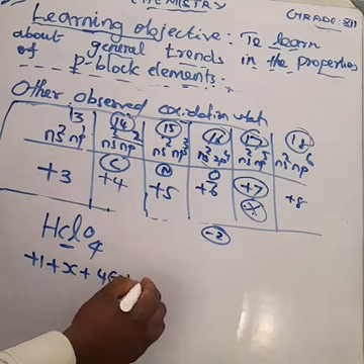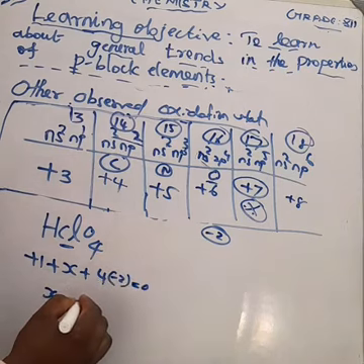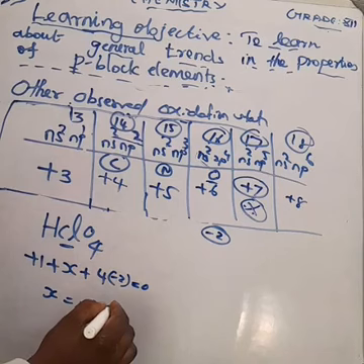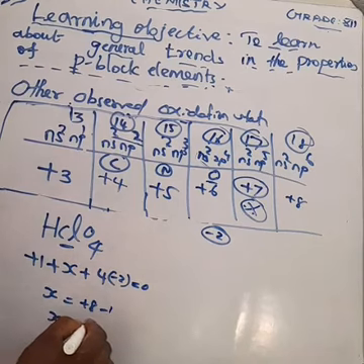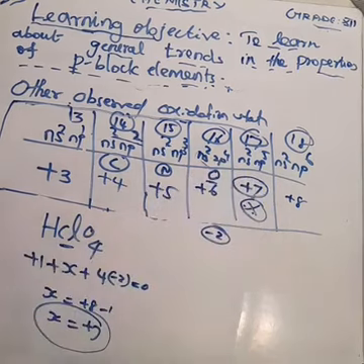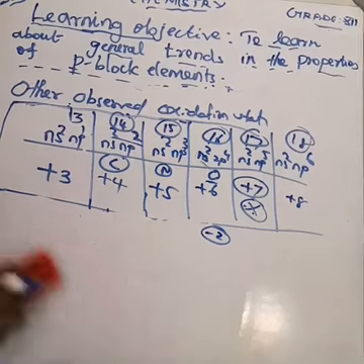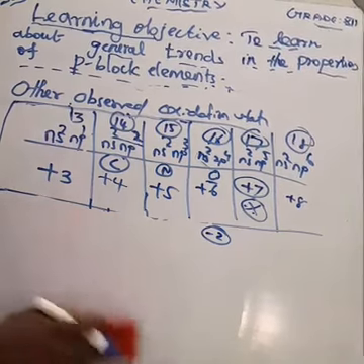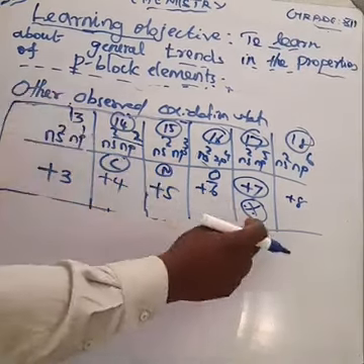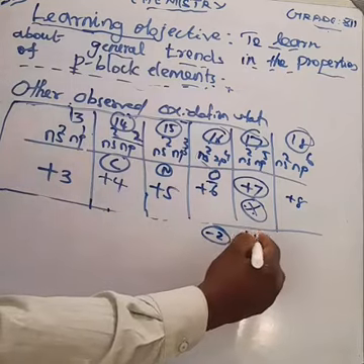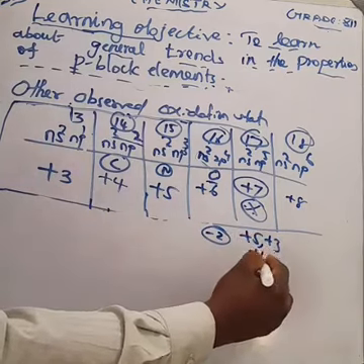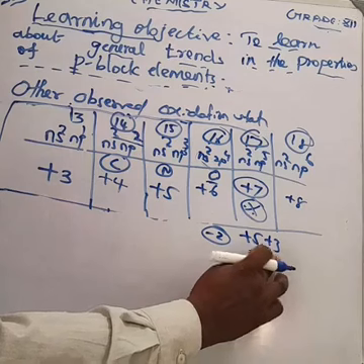So plus 1 plus X minus 8 is equal to 0. X is equal to plus 8 minus 1. So X is equal to plus 7 oxidation state. Yes or no? Can you understand, my dear children? Okay. So the highest oxidation state is plus 7. Next, about the other observed oxidation states: plus 5, plus 3, plus 1 and minus 1.